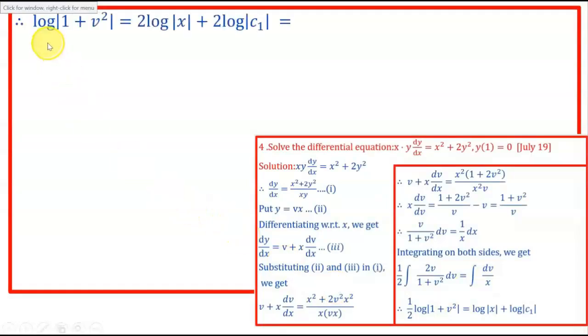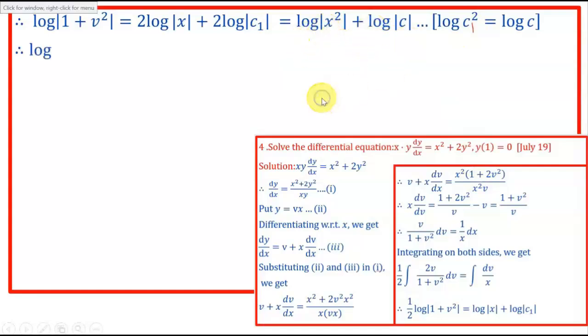Therefore, log of mod of 1 plus v square is equal to 2 times log of mod of x plus 2 times log of mod of c1. Now, 2 log of mod of x means log of mod of x square. Again here, log of c1 square. But what is the log of c1 square? Here the log of c1 square is equal to log of c, and hence it is written here: log of mod of x square plus log of mod of c.